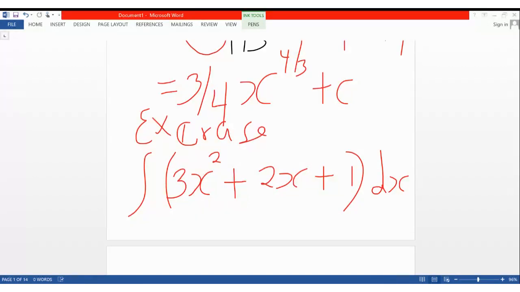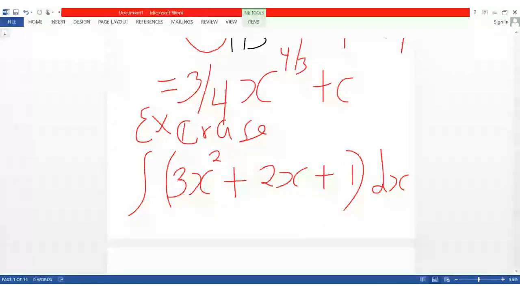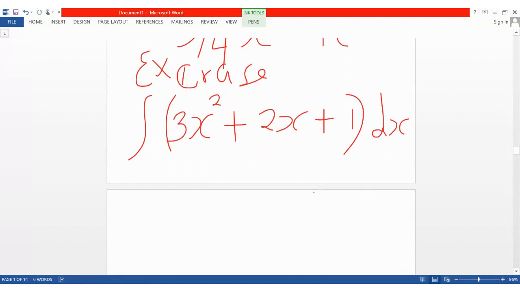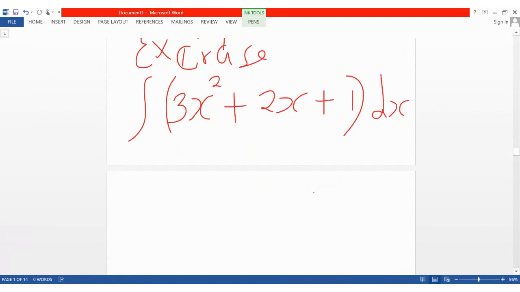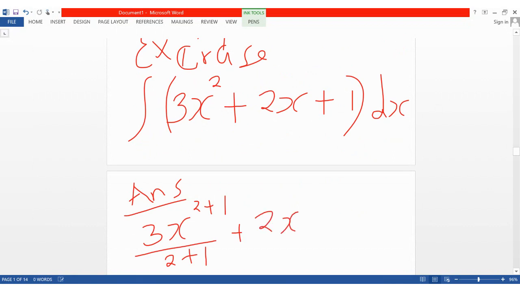So the exercise I've given, Mike, kindly mute, is 3x squared plus 2x plus 1.